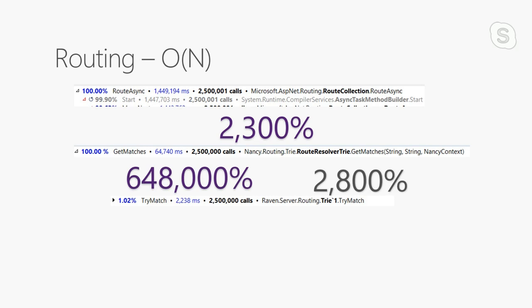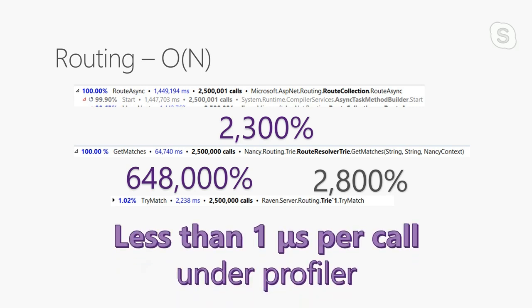In this case, we know that we are jumping into a well-known cache line inside of the trie. And that means that it's probably going to be the L1 or L2 cache. That means that we get a major speed boost from the overall system. And you can see that we spend less than 1 microsecond per routing call. Just to be clear, this is done under the profiler, so we are actually paying quite a lot to do that, and we are still being very, very efficient.